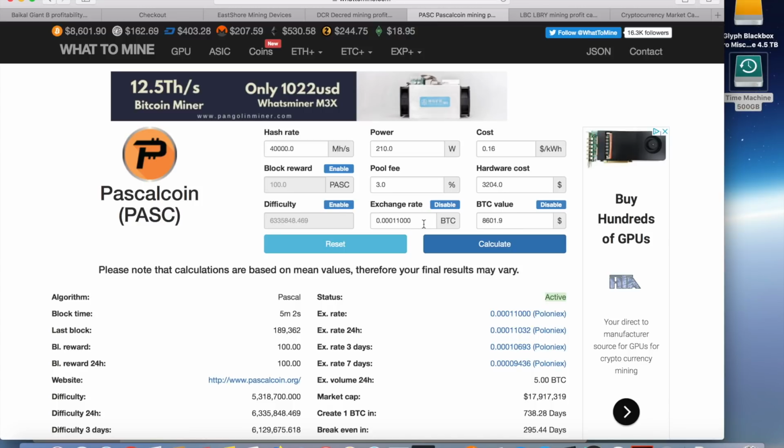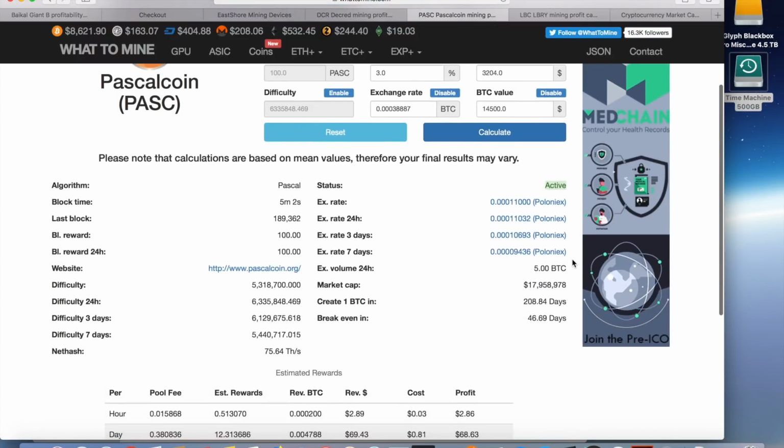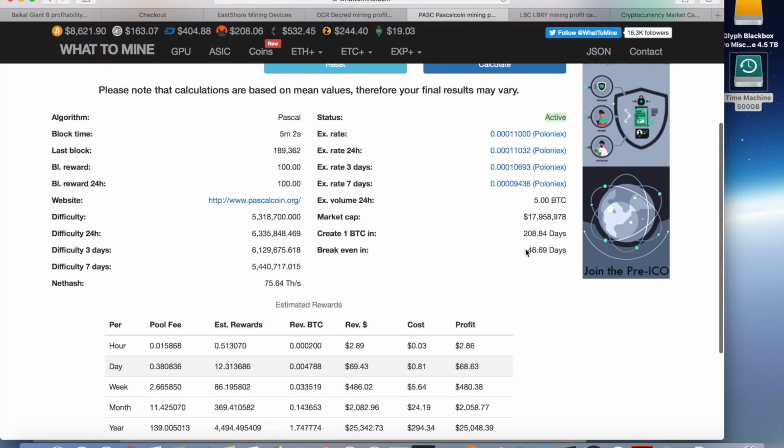On that day, Pascal was 38,887 satoshis, and Bitcoin was 14.5. Calculate. This looks really nice: 46 to 47 days to break even. You're looking at $68 per day after $0.81 in electricity and your pool fees.